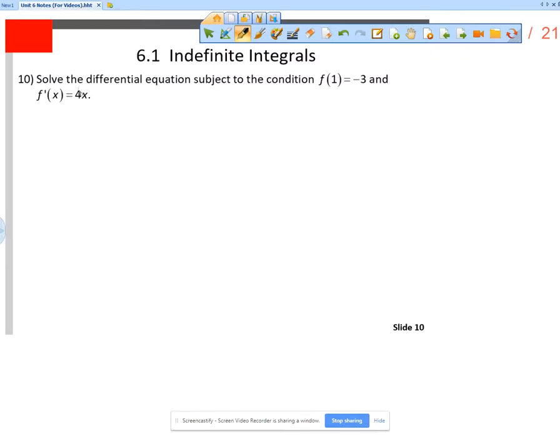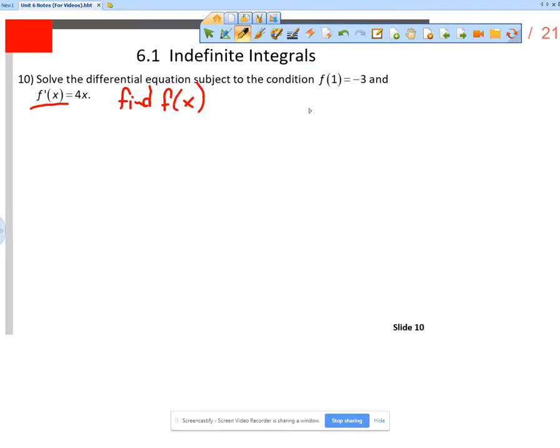What that means is, if I'm given an equation involving a derivative like f prime of x, that's called a differential equation. And if I want to solve the differential equation, that means I want to find the original function. So I want to find f of x.